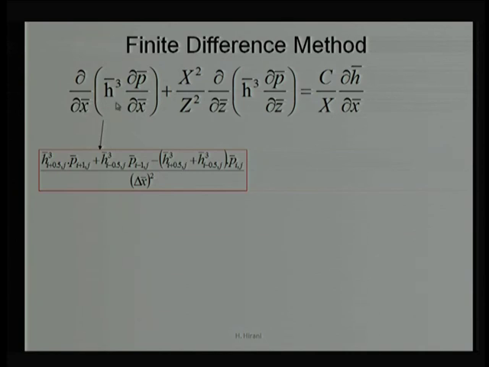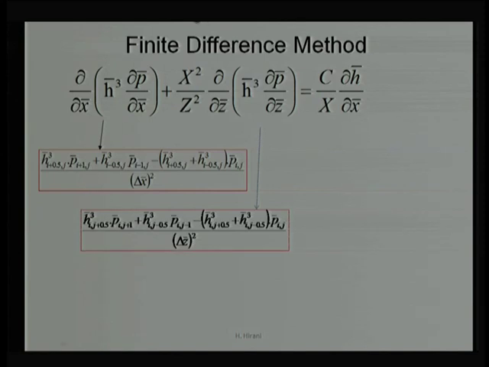So, this represents the first term. Here we are able to see p i plus 1, p i minus 1 and p i. Along the x axis, we are taking 3 nodes; this node is to be calculated with the help of the remaining 2 nodes. Similarly, we have terms for the second term also.